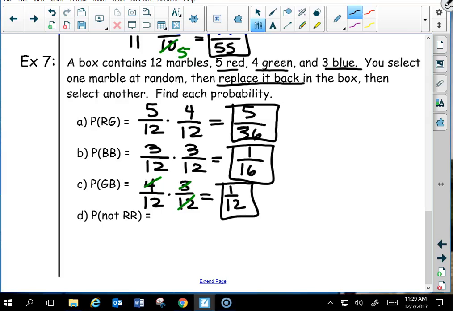P, not red, not red. Okay, now I've played around with a few formulas, but really what we're doing is if we're not picking a red, we're going to be looking at the probability of picking either a green or a blue. So the probability of picking not red, so there's 4 green, there's 3 blue. That would be 7 out of 12. And whatever color we pick, green or blue, we throw it back in. And we still have the probability 7 out of 12, 49 out of 144.